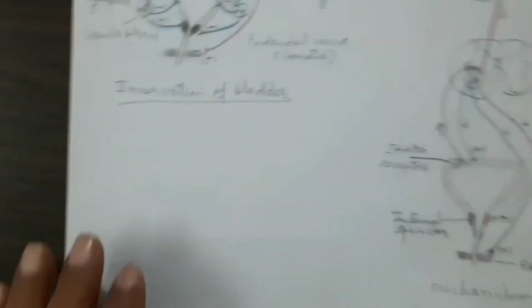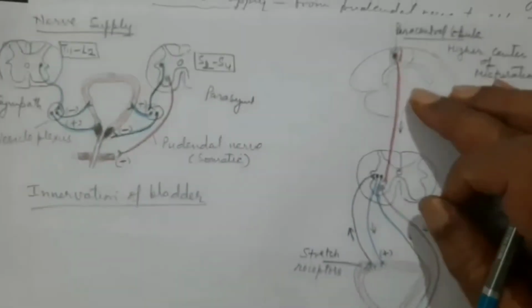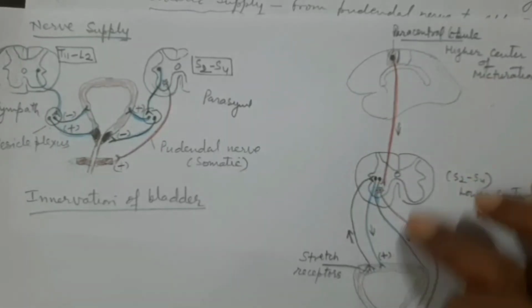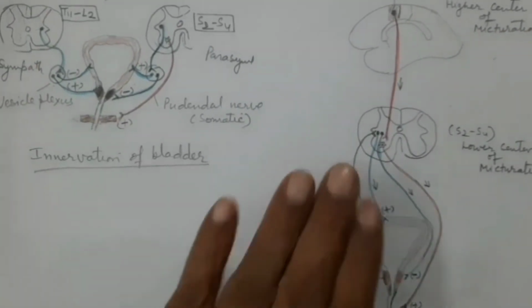I have just told you about the micturition mechanism here. See this mechanism, I have told you how it has the autonomic control, that is sympathetic and parasympathetic, as well as the voluntary control of micturition.